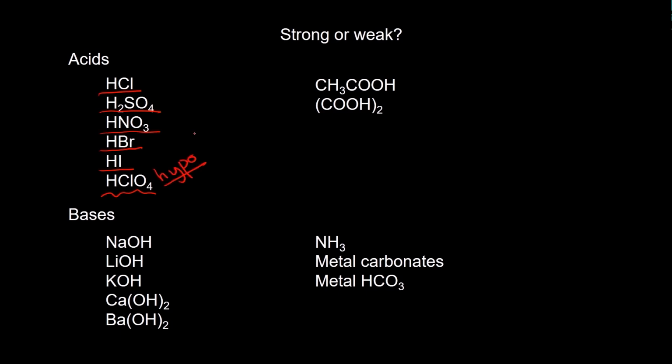Hypochlorite. That "po" maybe helps you remember that there's oxygens involved in this one. The one at the top is hydrochloride. This one is hypochlorite. These are all strong acids. What about weak acids? Well, we've got this acetic acid or ethanoic acid.